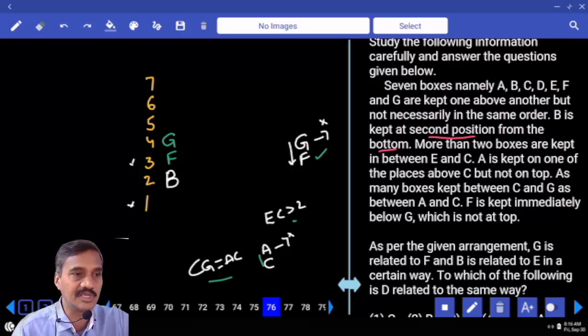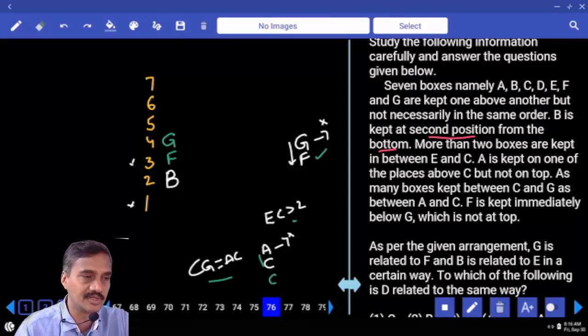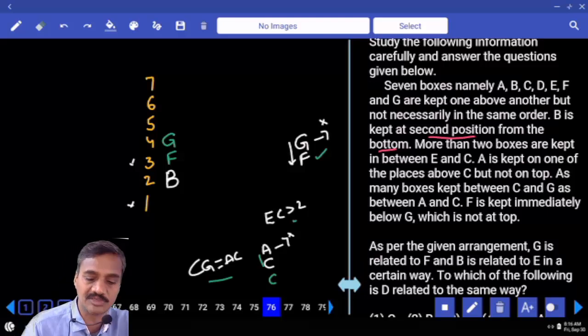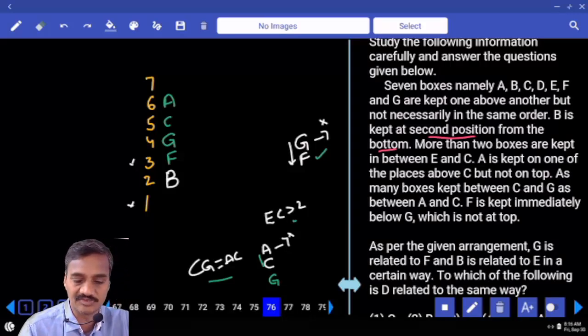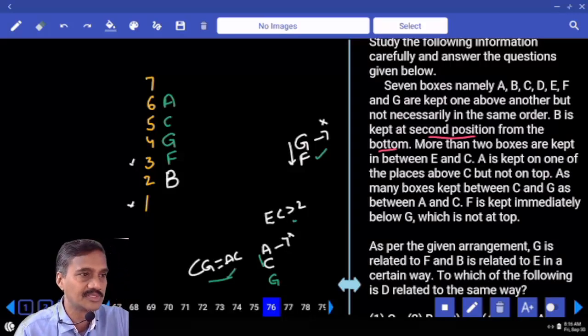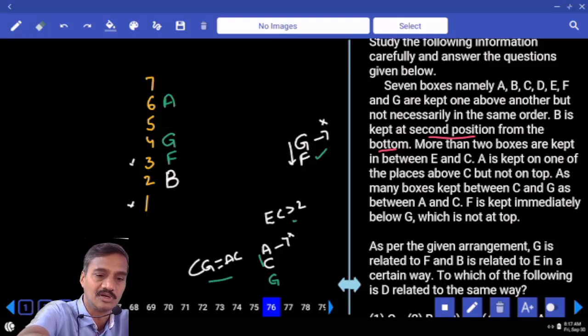And A and C, A is above this C. Hence, C and G is here. Hence, A and C must be above this G. Tell me, can you take A and C like this or not? If A and C were like this, C and G will be like this. And there is no box in between A and C, no box in between C and G. That is one possibility.